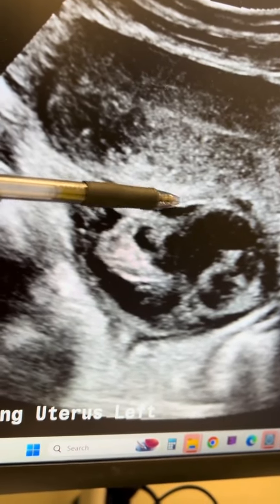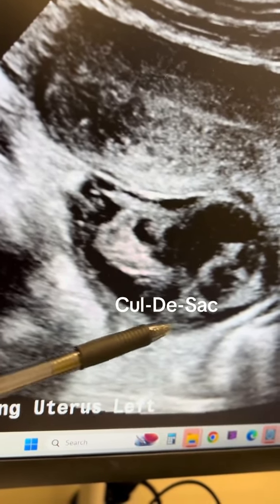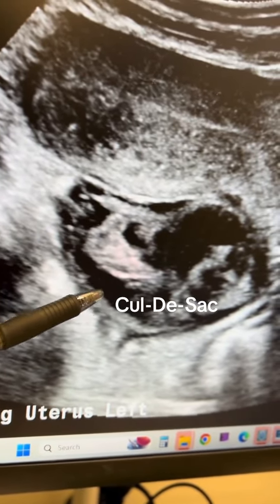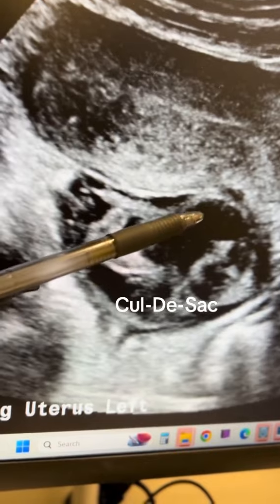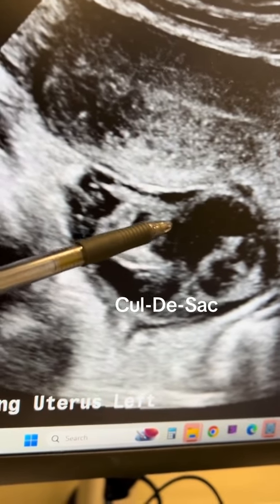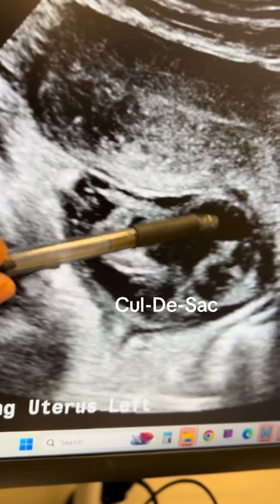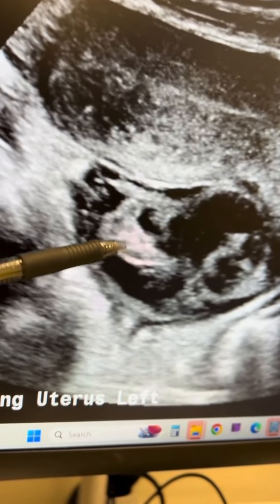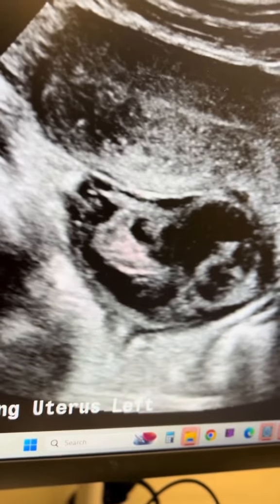Note the cul-de-sac, as is indicated here, the presence of a heterogeneous mass, which represents clot. Note the hypoechoic area, which represents liquefied blood, and the hyperechoic area, which represents clot.